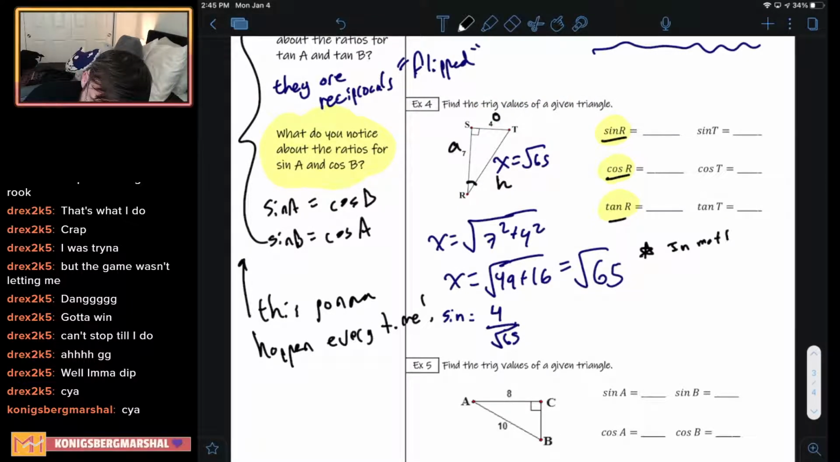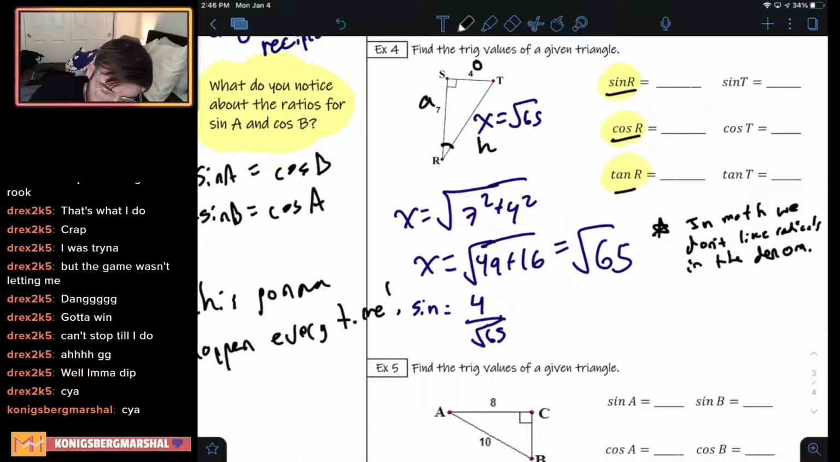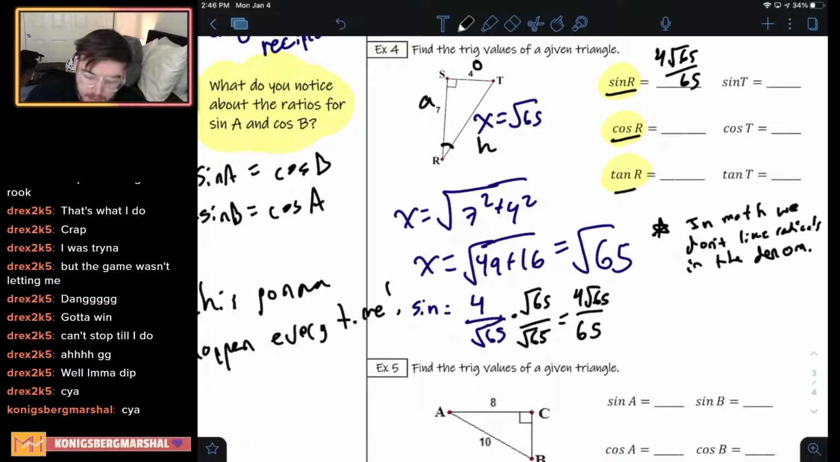In math, we don't like radicals in the denominator. So we must rationalize. That's the fancy word for getting rid of the radical in the denominator. Let me show you. How do we get rid of it? We multiply it by itself. When you multiply a radical times a radical, it just cancels out. And that is truly our correct answer.